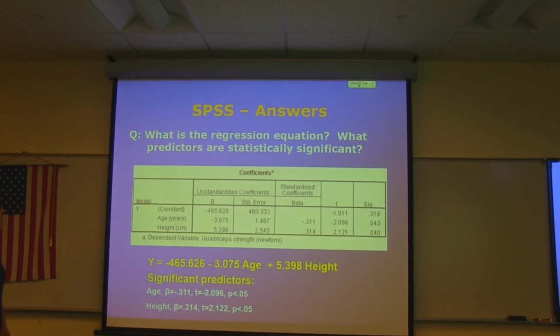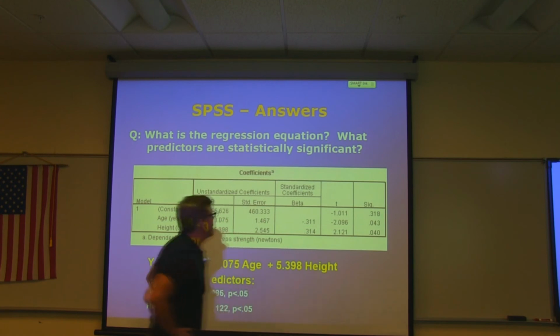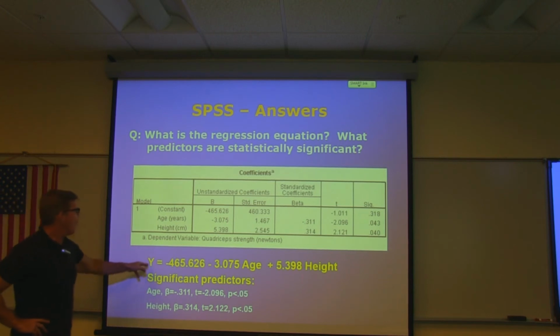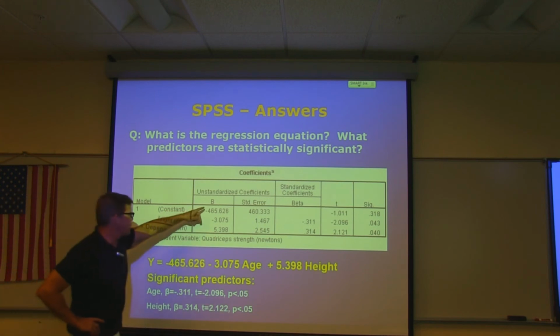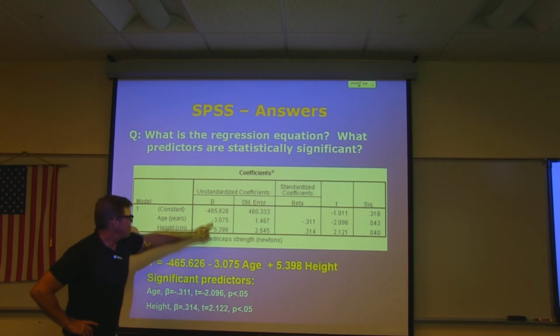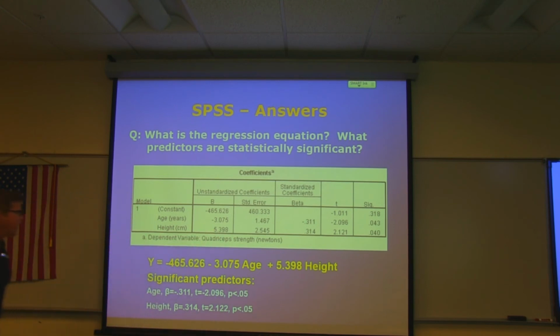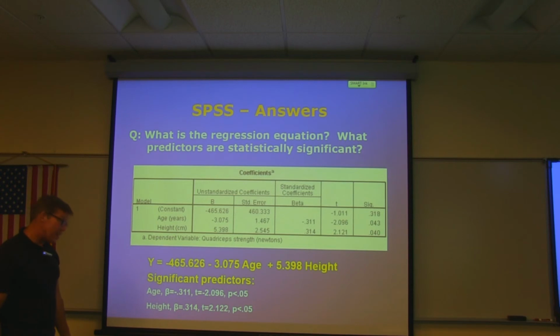We have our coefficients. We see significance here and here. P is less than 0.05. They put this equation together: y, and it could be y prime, equals negative 465.626. This is our y-intercept, minus 3.075 age, see that? Plus 5.398 height. And we have age and height as significant predictors, and you see these beta coefficients, these standardized regression coefficients, reported with the t-values and significance at alpha equals 0.05 in both cases.